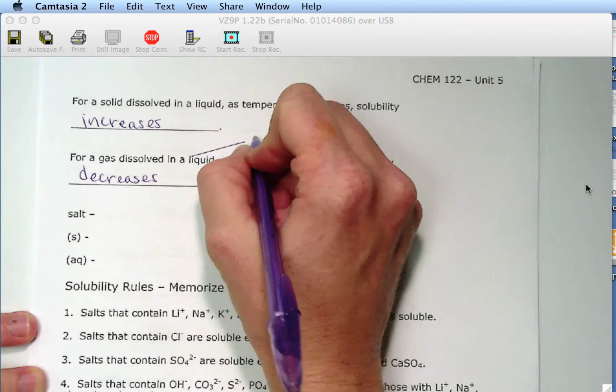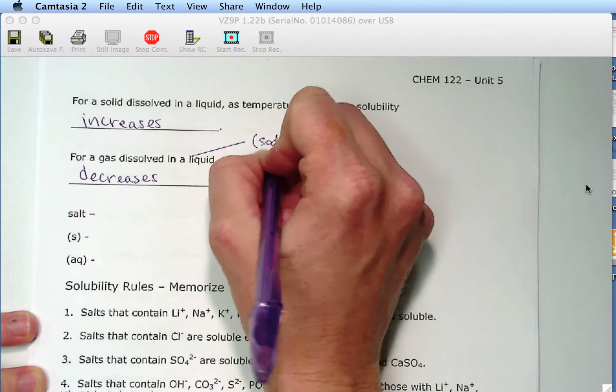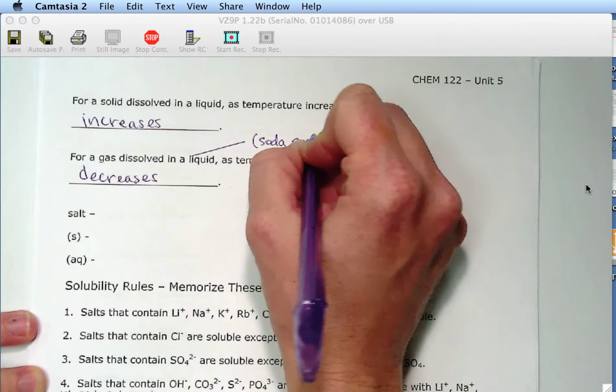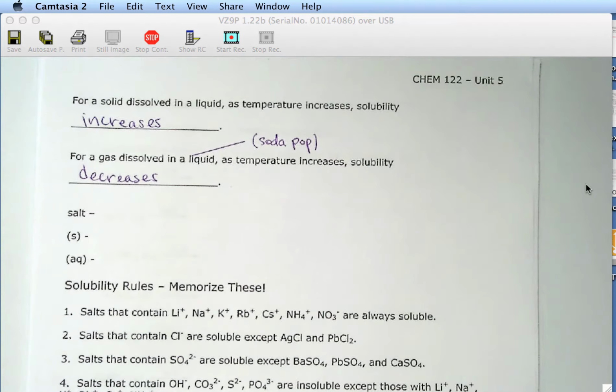So I'll put in parentheses, soda pop. That's why it explodes. Right, if it's sealed.